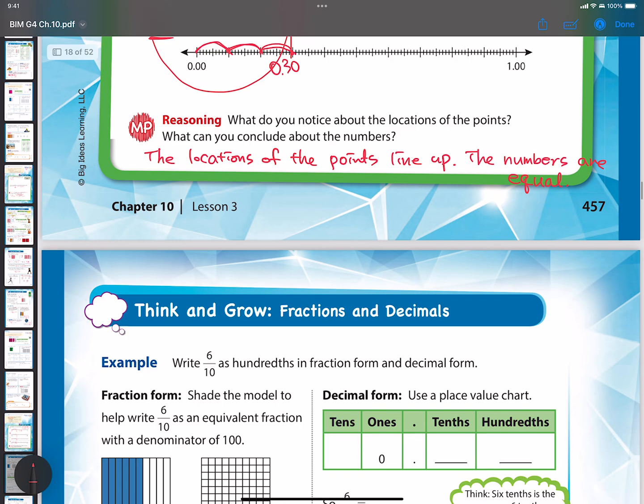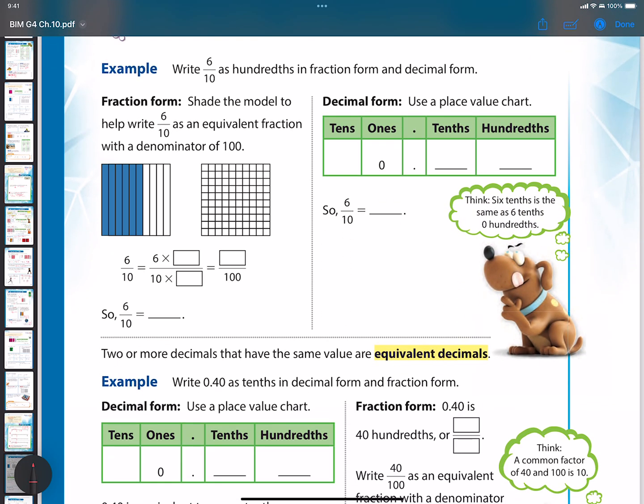Okay, let's move on to the example. Write 6/10 as hundredths in fraction form and decimal form. So this is the tenths place, but they want us to make an equivalent fraction into what? Hundredths, which means you need to multiply by 10. Anything you do to the denominator, you have to do to the numerator, and it becomes 60 over 100. And decimal form is 0.60. Just keep that in your mind, and let's go ahead.